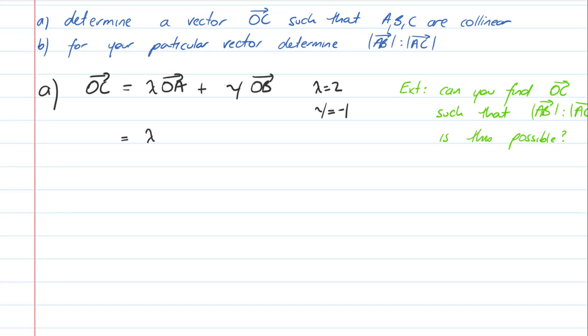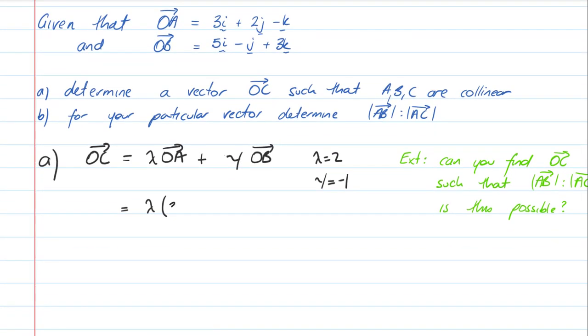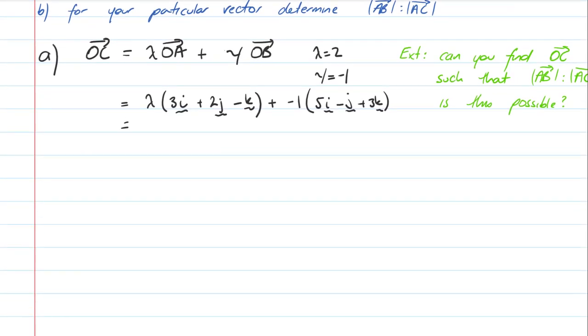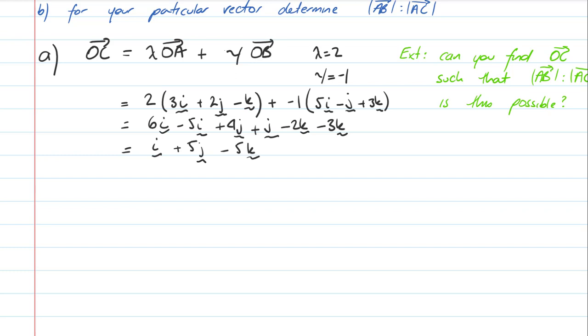OC is equal to lambda times 3i plus 2j minus k, plus negative 1 times 5i minus j plus 3k. And so now, expanding and solving this, with lambda as 2, I get 6i minus 5i, plus 4j plus j, and then minus 2k minus 3k, and I can simplify this. It gives me i plus 5j minus 5k, sorry. And so there's my vector OC, that is collinear, point C, which is collinear with A and B.